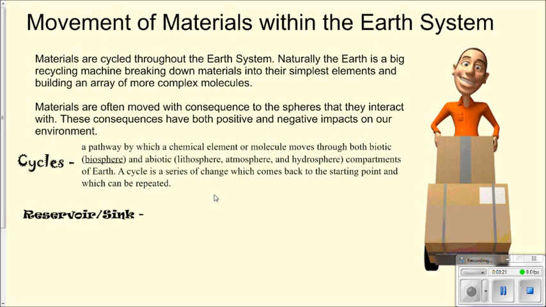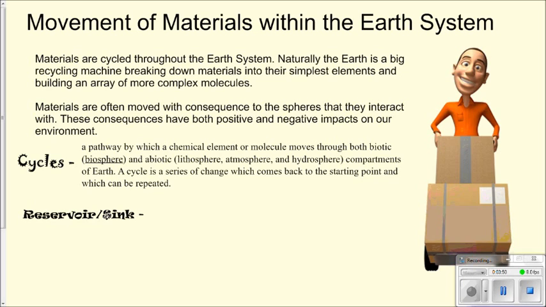So when we think about a cycle, oftentimes we simplify that. It makes a circle. But really, in a complex system like the Earth, usually there's cycles within cycles, and there's complexity there that sometimes we take for granted. But for the most part, materials move around throughout these spheres, gathering, sometimes being stored for a very long period of time, and sometimes moving very quickly from one place to another.